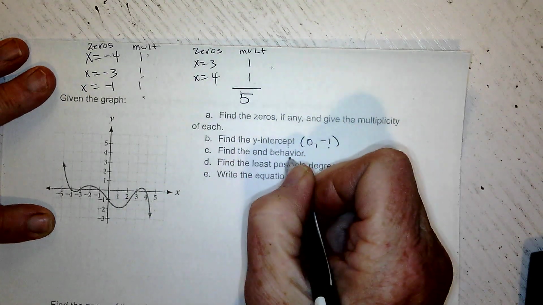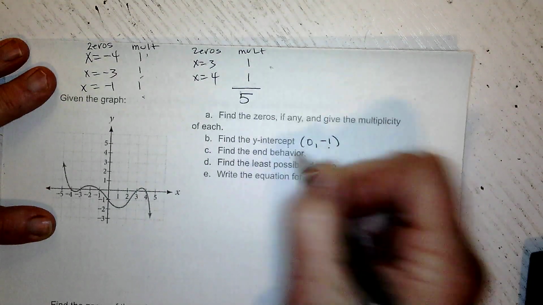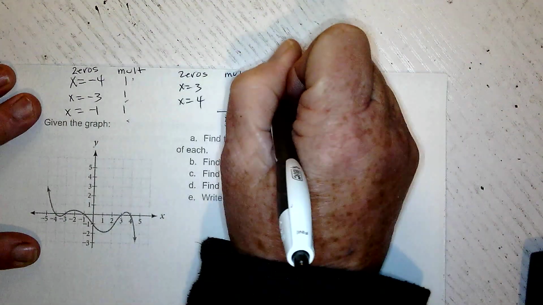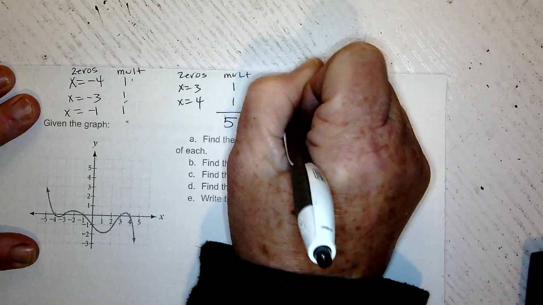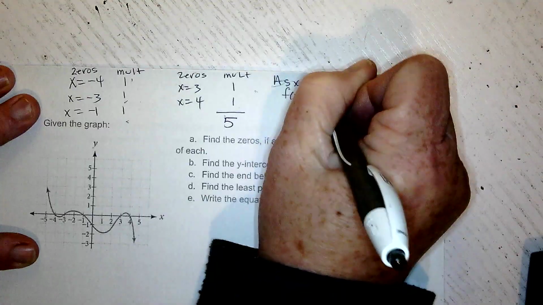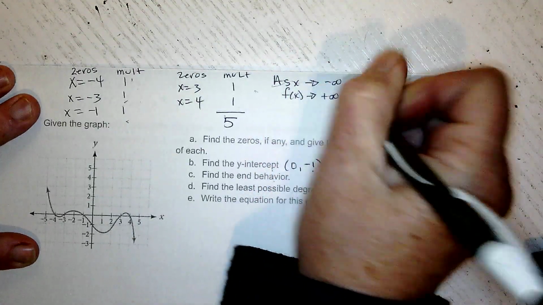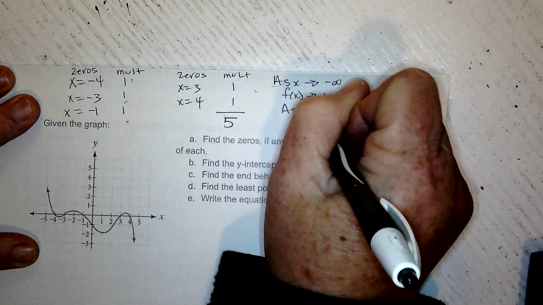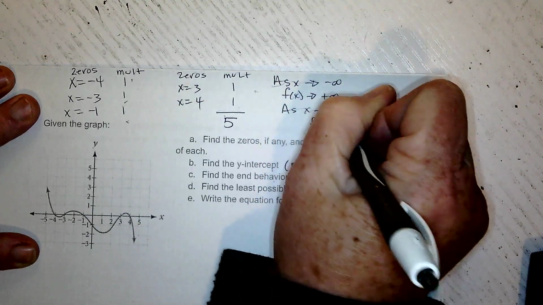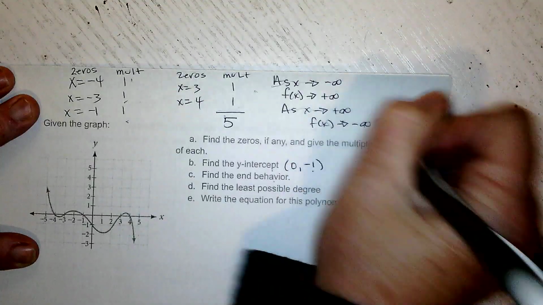Find the end behavior. Okay, well, I don't need to do anything exciting for that. As x approaches -infinity, my f of x, the y value, is approaching positive infinity. As x approaches positive infinity, it's heading south, so f of x is heading to -infinity.